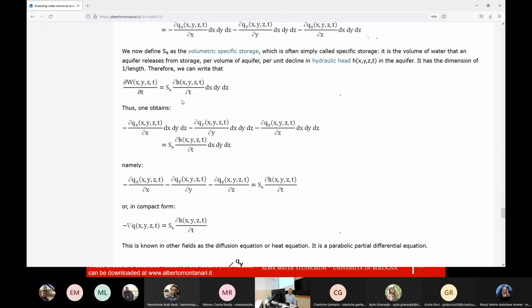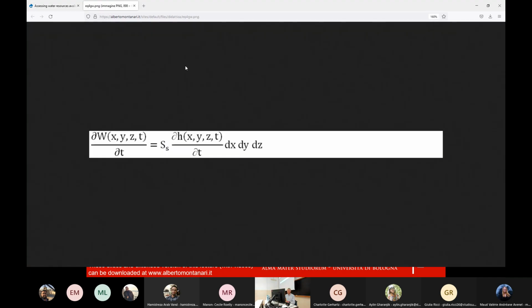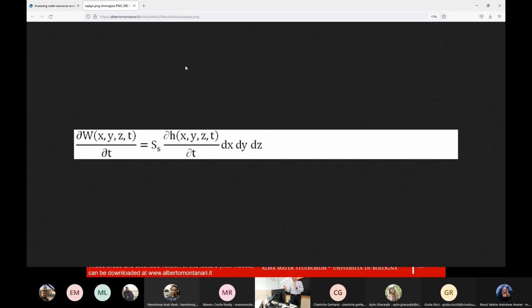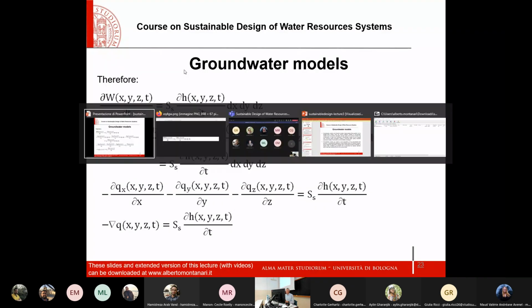This is what I wanted to focus on after the introduction of the volumetric specific storage, okay? So this is clear. This is another way of expressing the change in volume. Now we can combine the 2 equations. This replaces Q out. Let me put on the screen the previous one. 1 second.